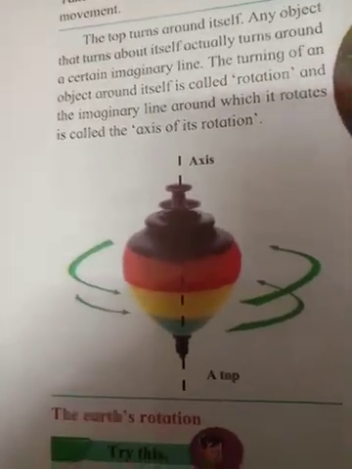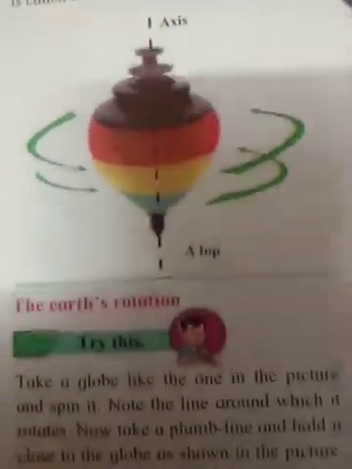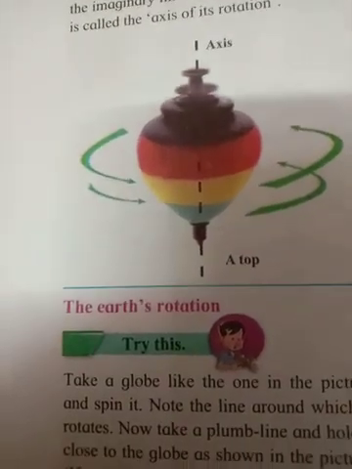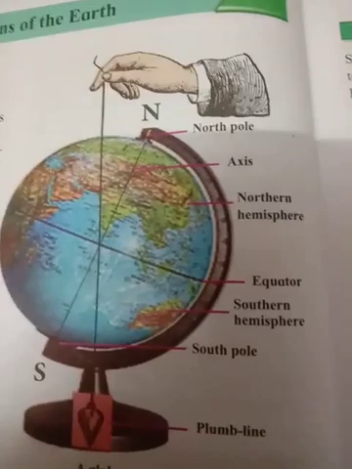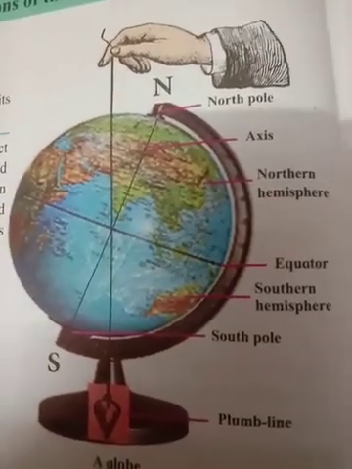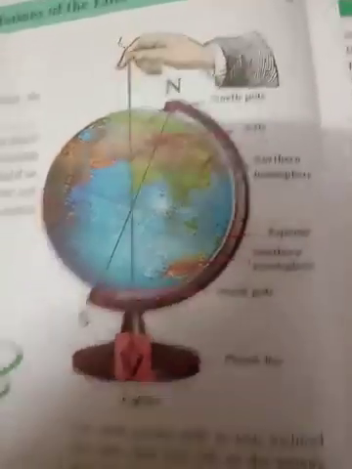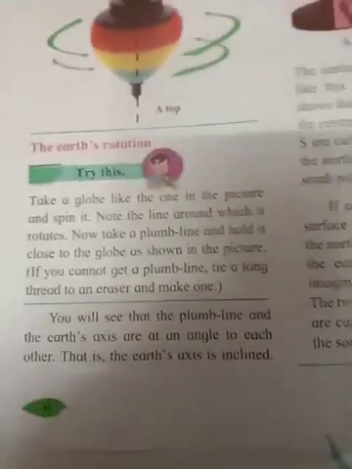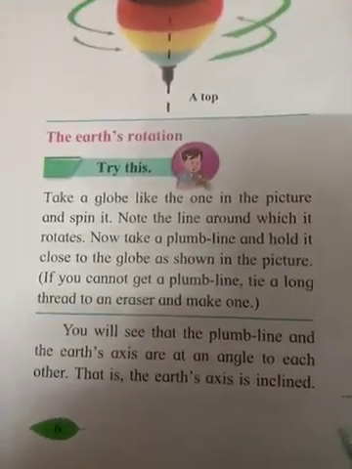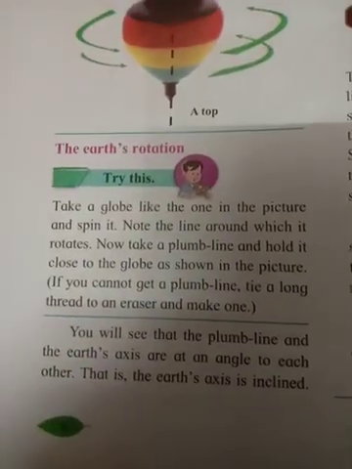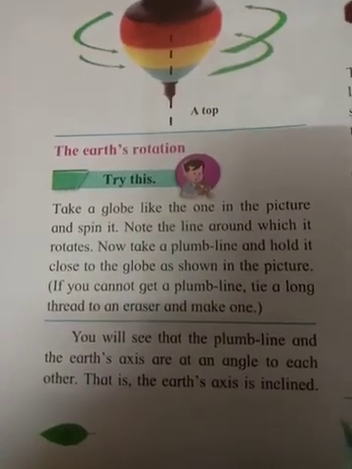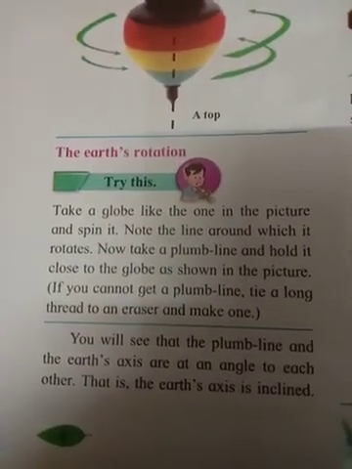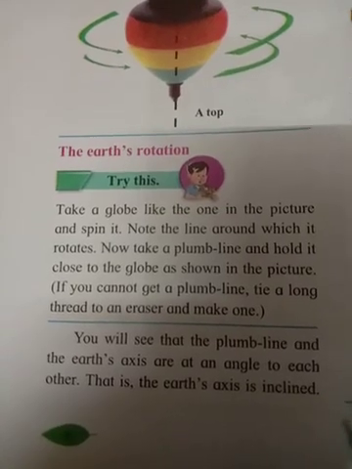Now, let us understand the Earth's rotation. This is a globe. Correct, children? Take a globe like the one in the picture and spin it. Note the line around which it rotates.